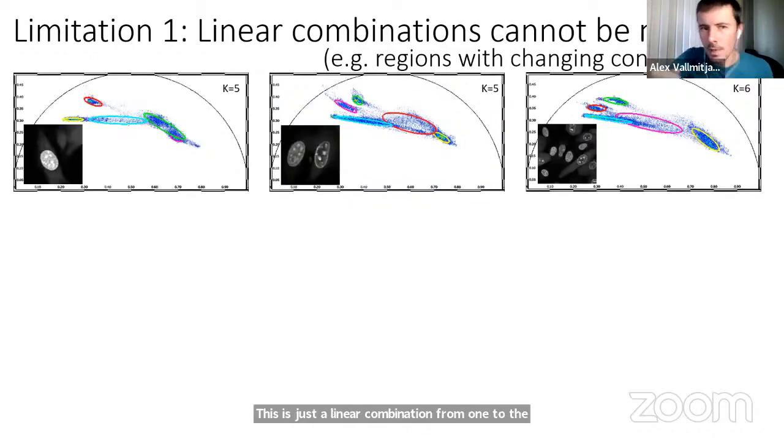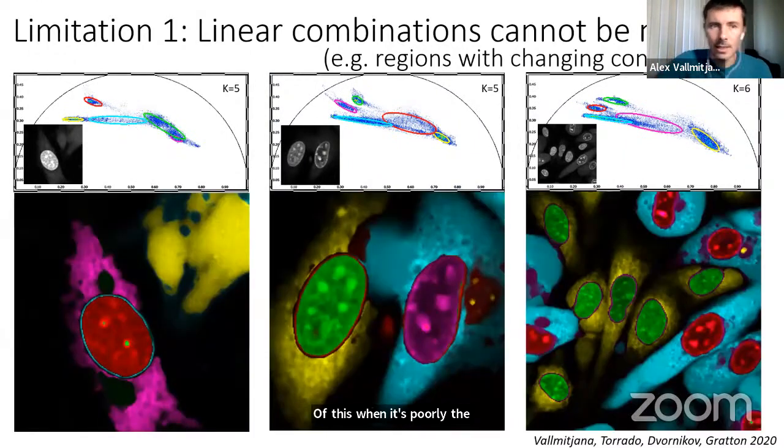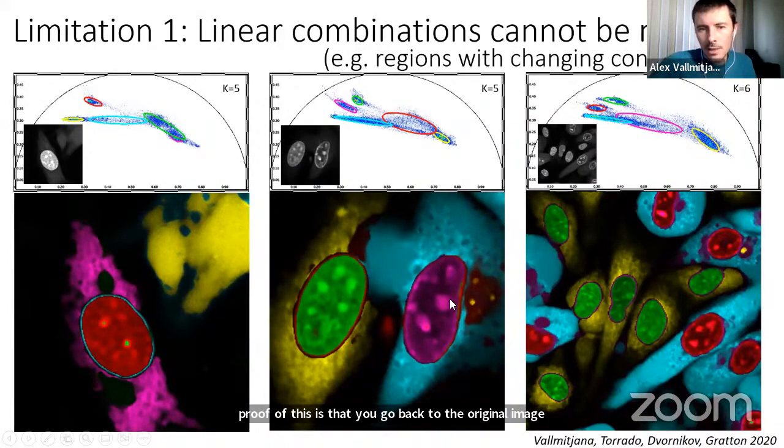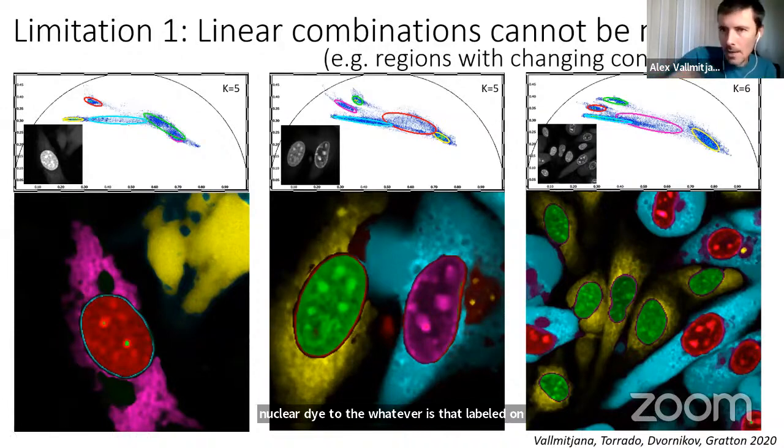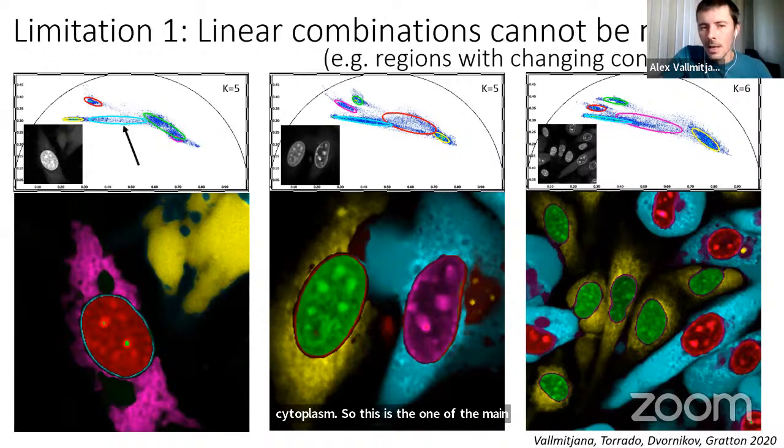And the method tends to fail in these cases because it's trying to adapt a Gaussian on top of this, and the fit is very poor. The proof of this is that you go back to the original image and you see it's labeling stuff that is not really anything. It's just a transition from the nuclear dye to whatever is labeled on the cytoplasm. So this is one of the main limitations we have for phasor analysis. Yeah, these are the examples.